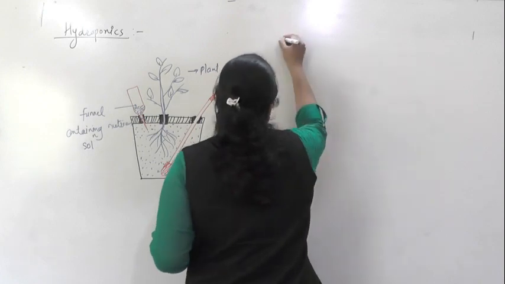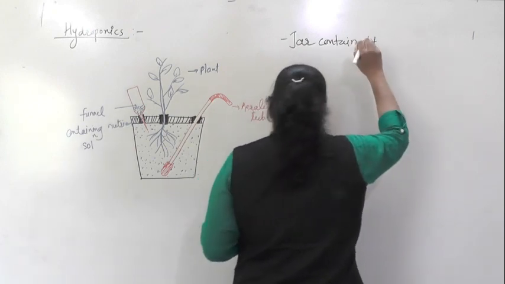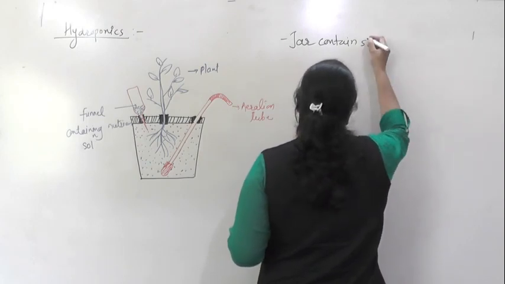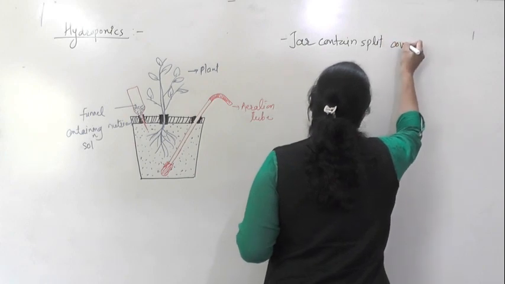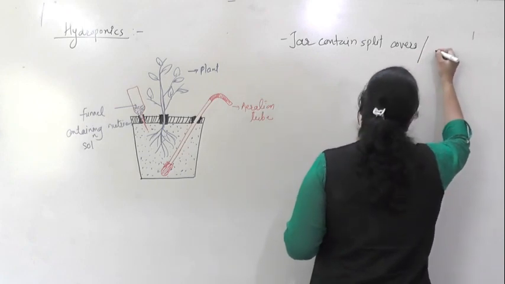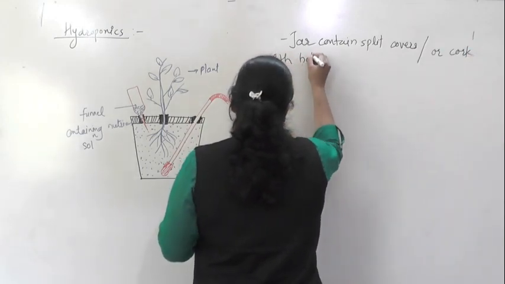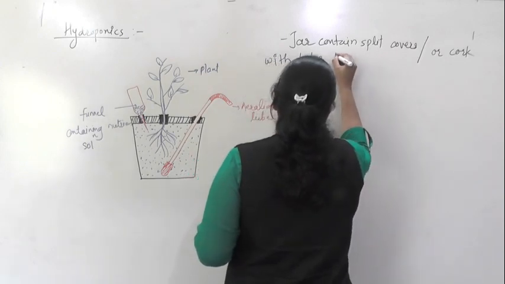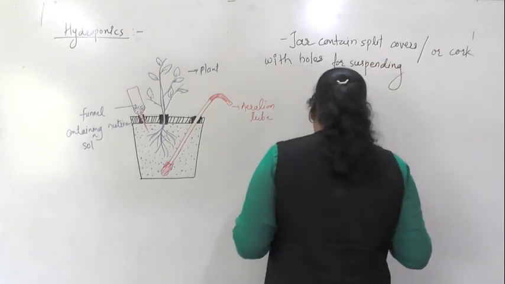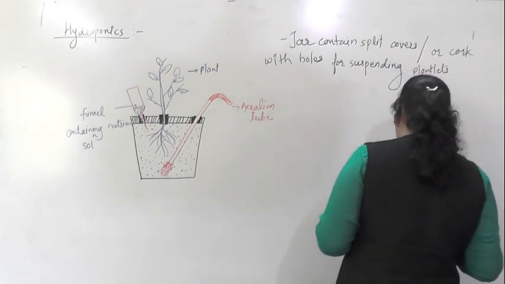The jar contains split covers or cork with holes for suspending plantlet or seedling.